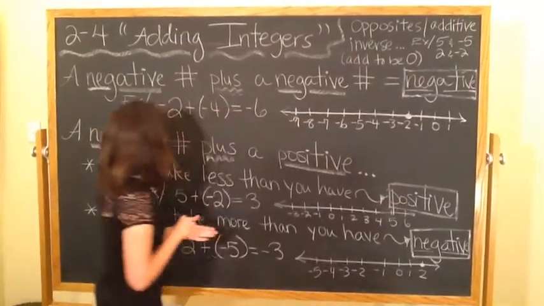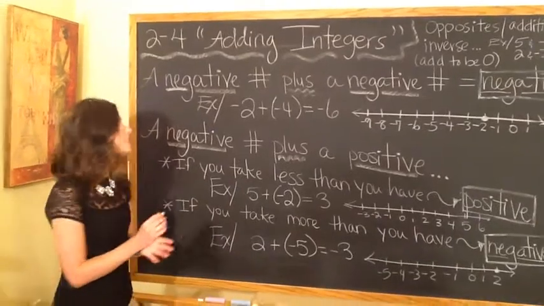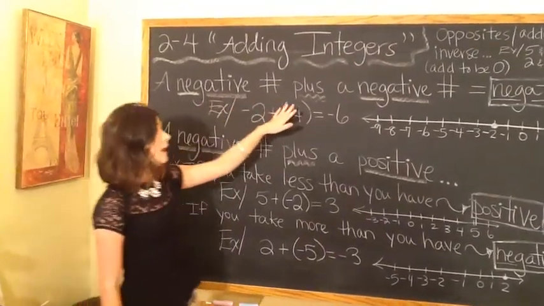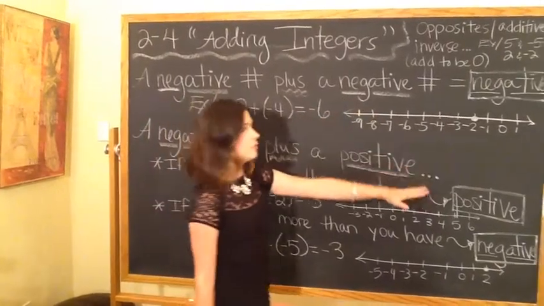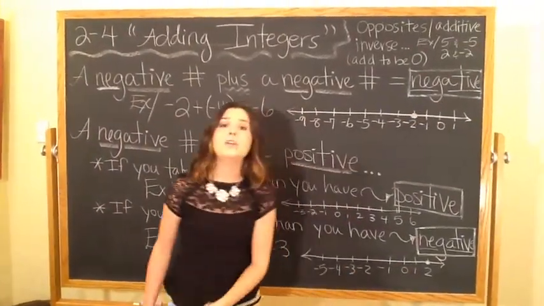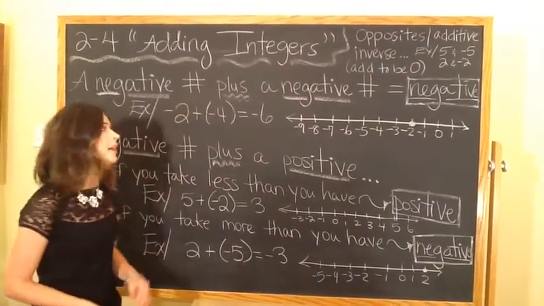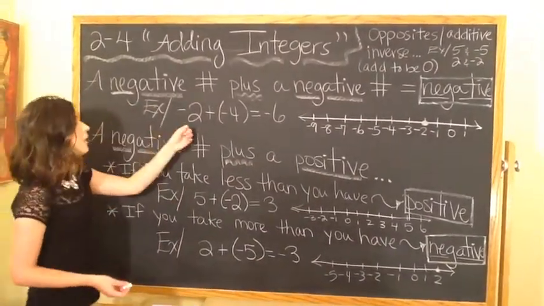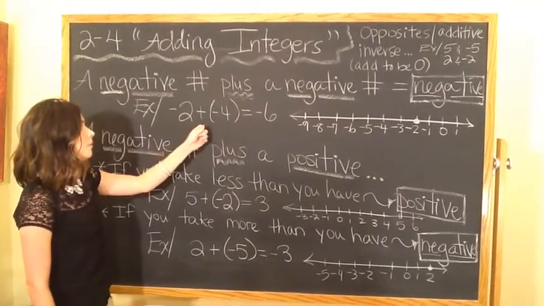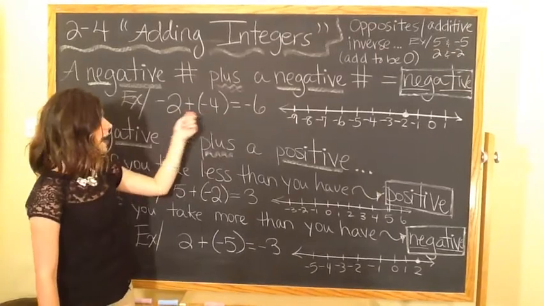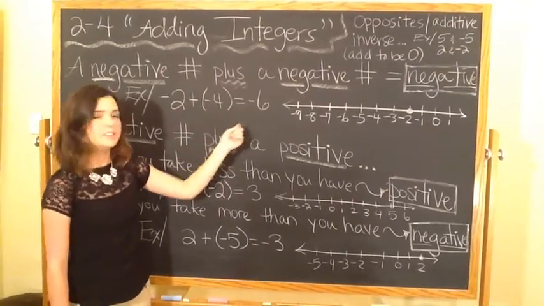But let's go ahead and look at our rules for adding integers. Our first rule is that if you're adding a negative plus a negative, your answer is going to be negative. Just how when you add a positive plus positive, your answer is going to be positive, it's the same way with negatives. So, for example, if you add a negative 2 plus negative 4, you're going to get negative 6. So you just go ahead and add the numbers and then keep your sign.